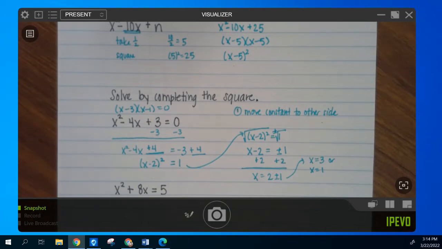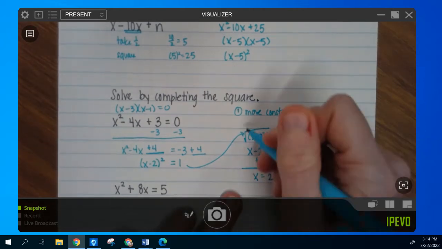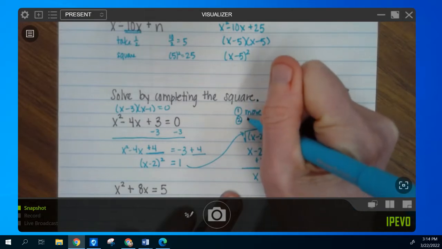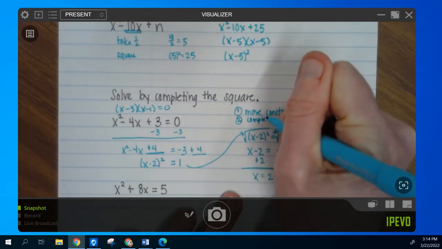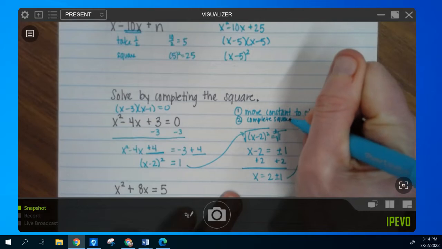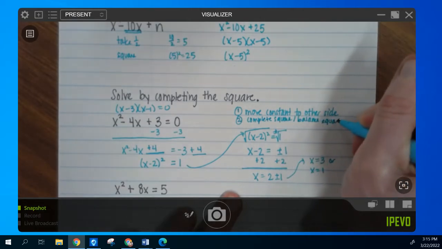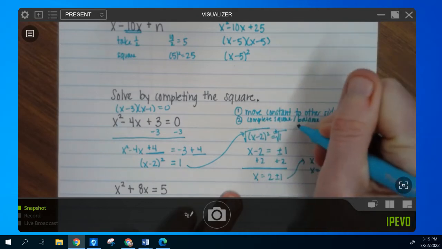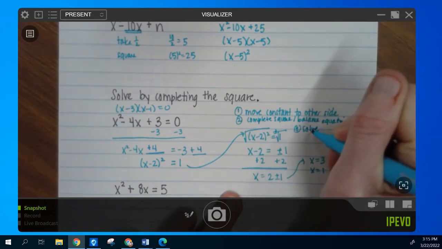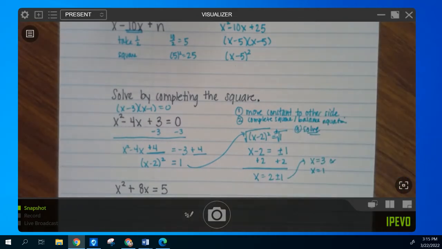So to complete the steps there, I move the constant to the other side, complete the square on the left side, and balance the equation. And then we basically finish up by solving. Easy. All right, so that one was a silly example because again, we could have just factored.